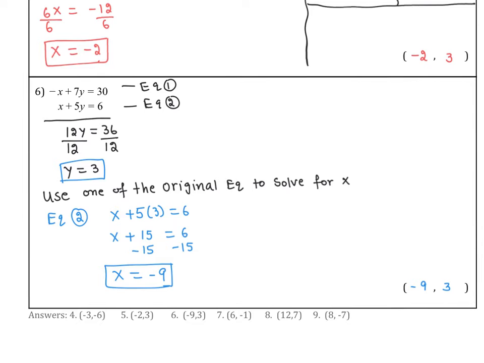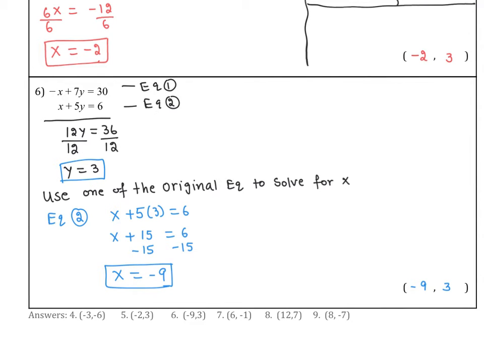Question number 6. You have two equations, equation number 1 and 2. In these two equations, you can see that the negative x and x are opposite and the same. So when you add them together, you cancel the x and negative x. You get 12y equals 36. Divide by 12 on both sides, you get y equals 3.